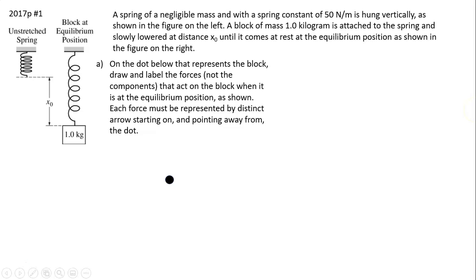Part A, on the dot below that represents the block, draw and label the forces, not the components, that act on the block when it is at equilibrium position as shown. Each force must be represented by a distinct arrow starting on and pointing away from the dot. So when it's at equilibrium position, there are just two forces. One is gravity, the other is force of spring. At equilibrium, these two forces should be the same.